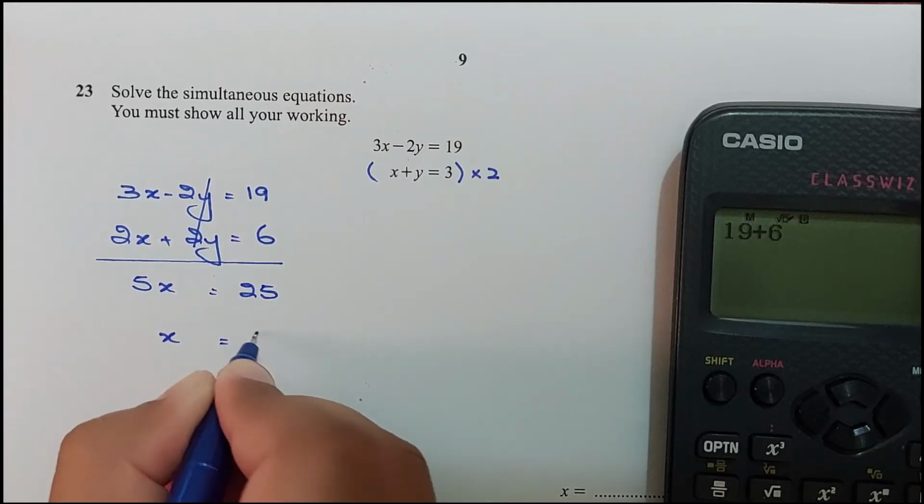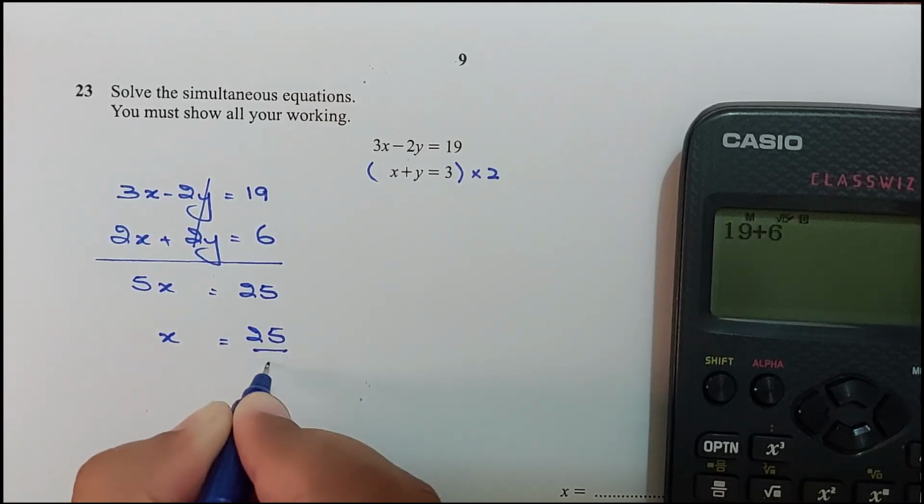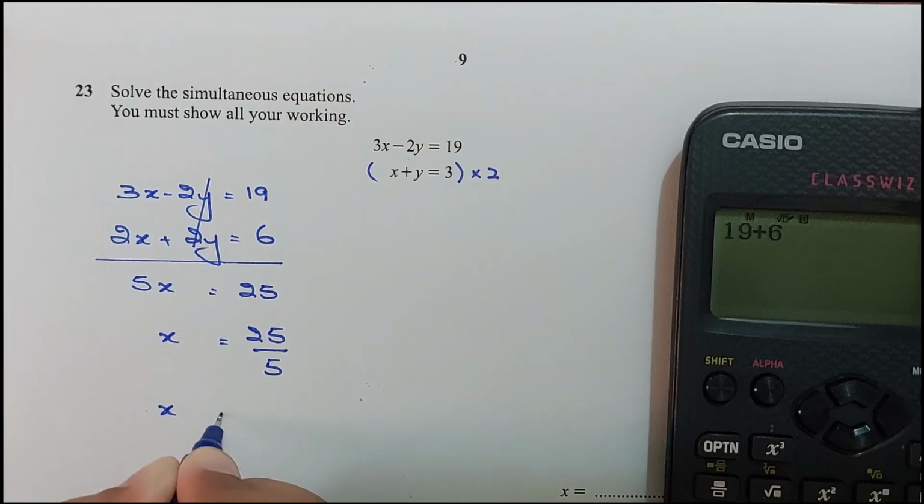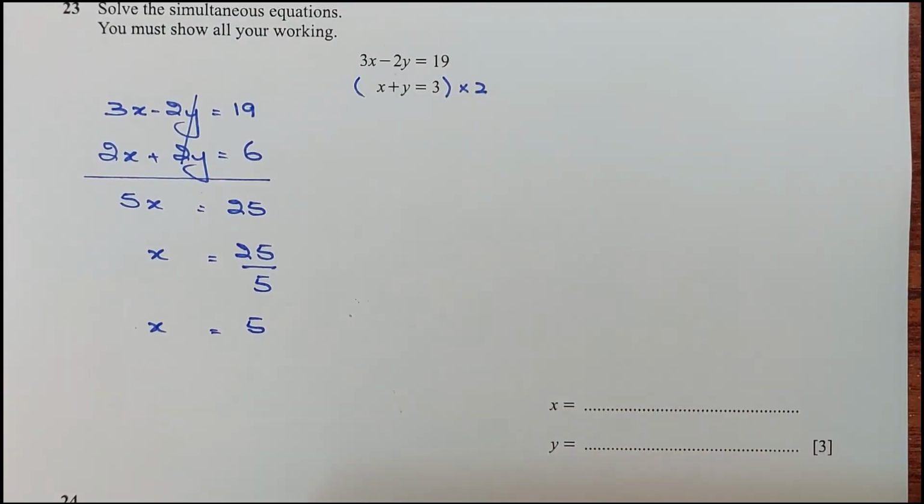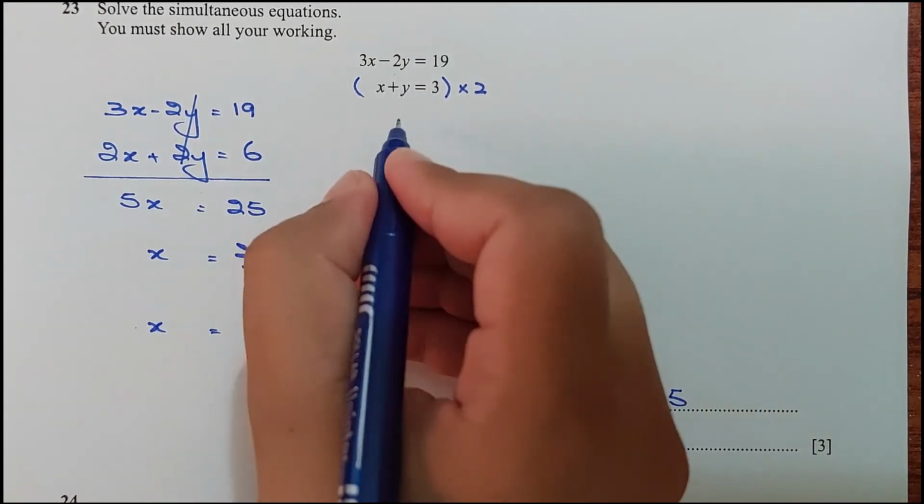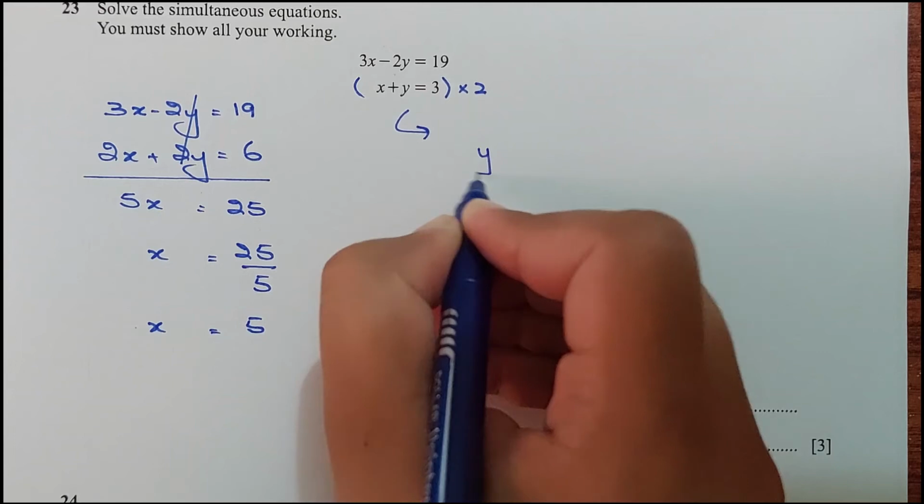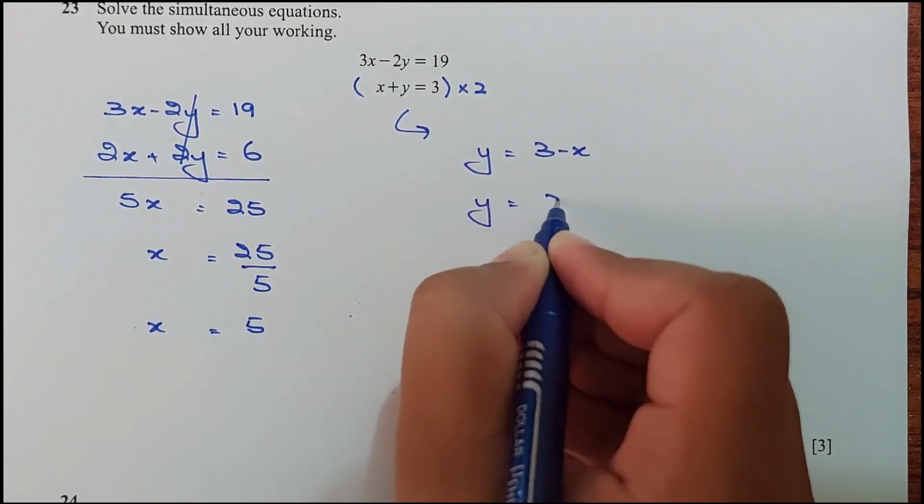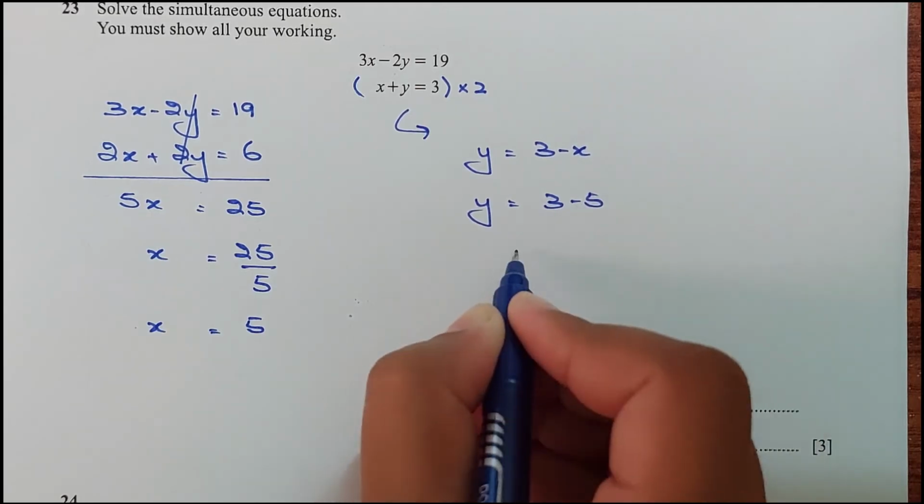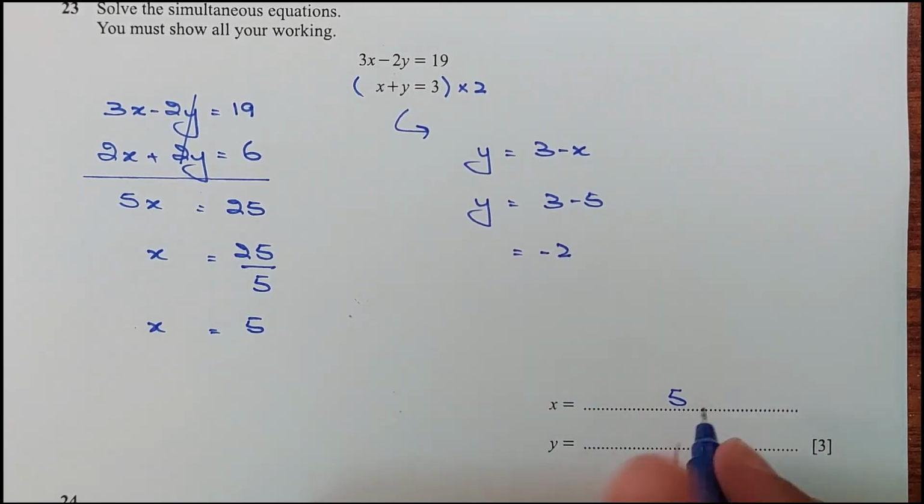And x would be equal to 25 divided by 5. 5 times 5 is 25, so x is 5. Right. Now let me solve for y by substituting the x value into the first or second equation. Let me substitute into the second equation. From here, y is 3 minus x, so y would be equal to 3 minus 5. This is negative 2. Alright, the y is negative 2.